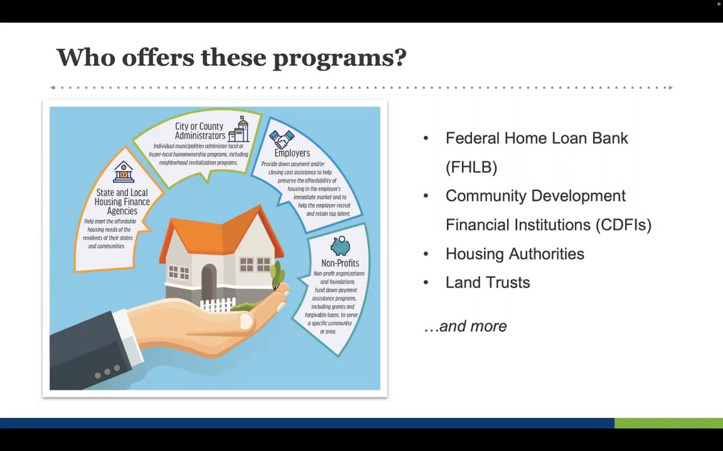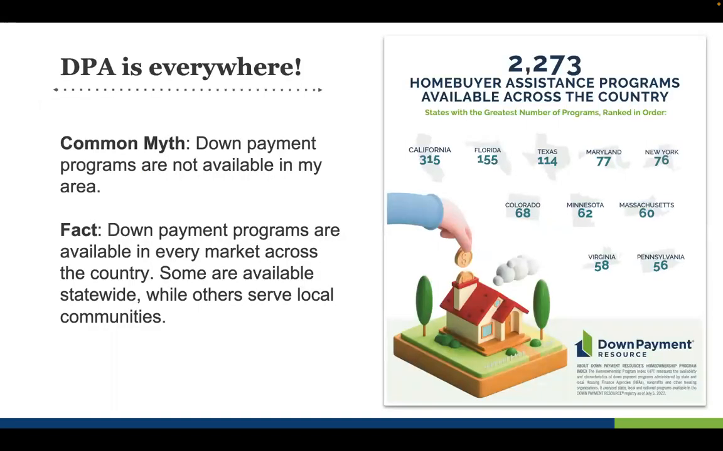You have the Federal Home Loan Bank. You have community development financial institutions. There are housing authorities all over the country. There are land trusts. There are wholesale lenders that offer DPAs for mortgage brokers and more. And these programs are everywhere.